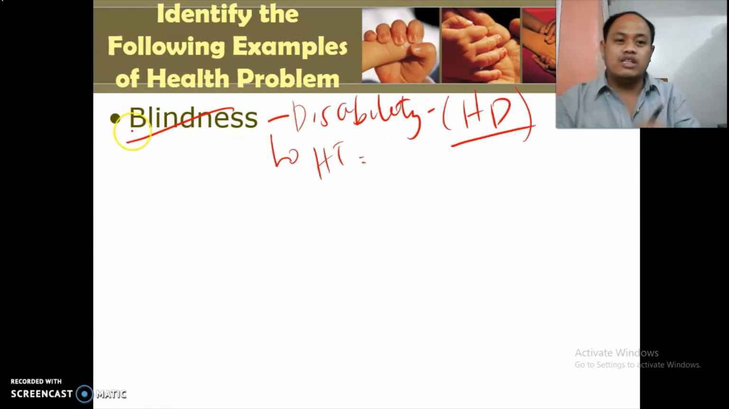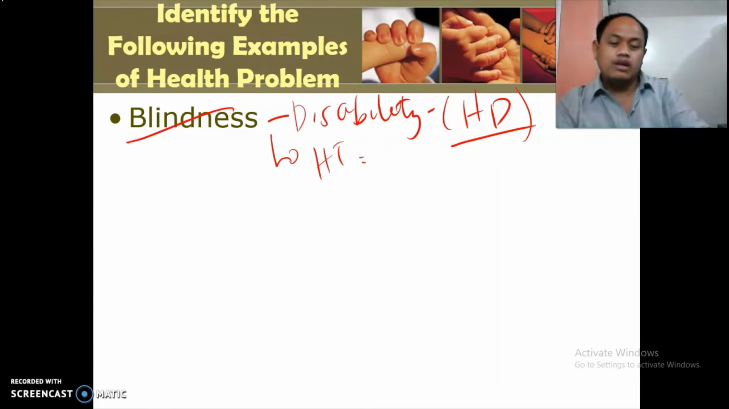However, okay, we have to generalize the situation. The only word that's present here is your blindness. And kahit saan nating tignang anggulo, blindness is an example of disability. And we know that disability is an example of health deficit. Okay, but blindness can also become a health threat depende sa situation. Like for example, the cause of blindness would mean a possibility of a person to be involved in accident. Okay, kasi hindi niya nakikita. So pwede siya maging health threat.